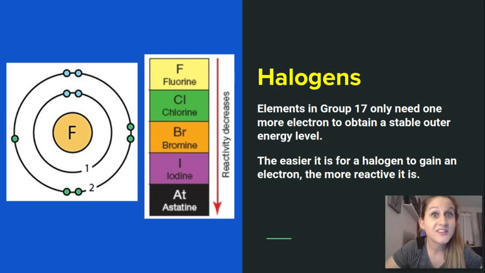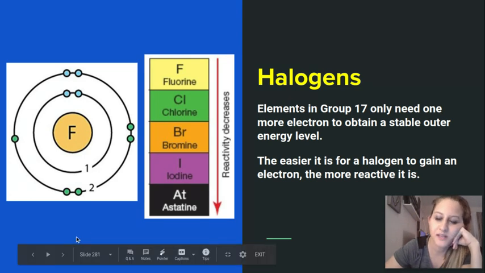So the easier it is for a halogen to gain an electron, the more reactive it is. Fluorine is up at the top of their family, which means fluorine is very reactive, way more reactive than elements beneath it in its same family.